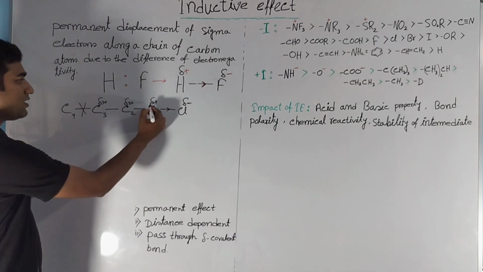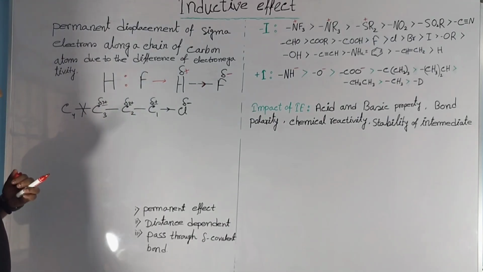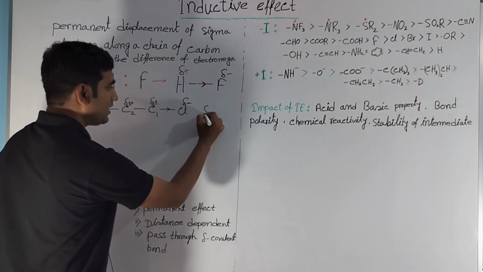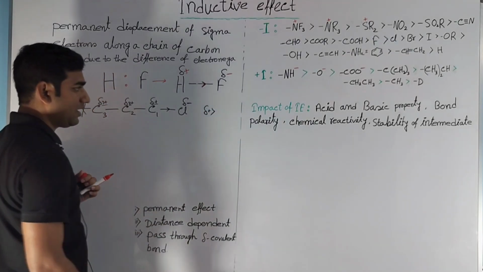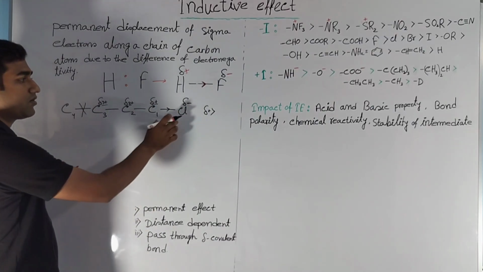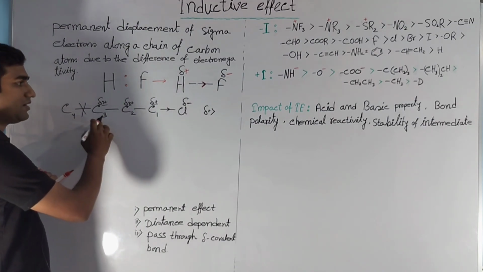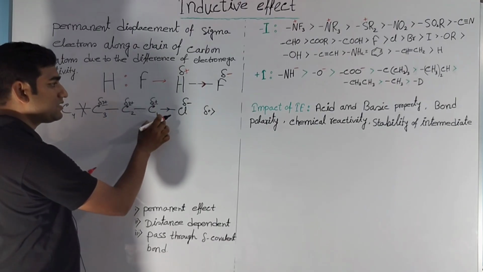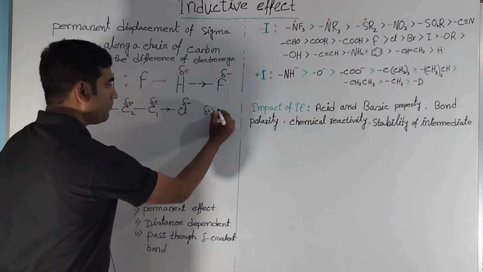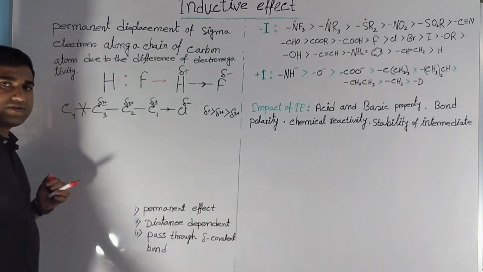So the first one is delta plus, the second one is delta 2 plus, and the third one is delta 3 plus. Why? The magnitude of the electron deficiency is higher in the first carbon, the nearest carbon to the more electronegative chlorine atom. It is more electron deficient, with less electron density compared to the second and third. Have you got my point?